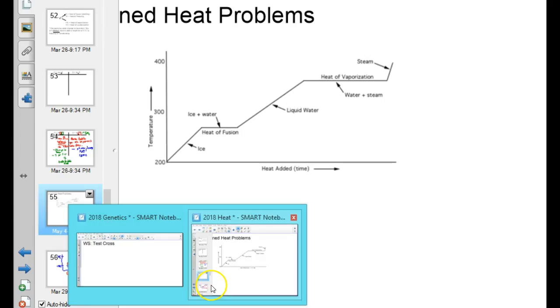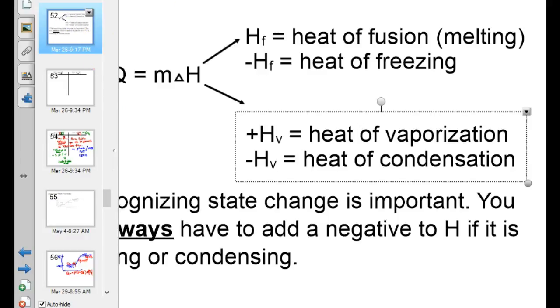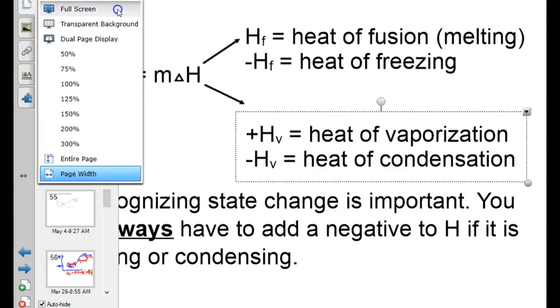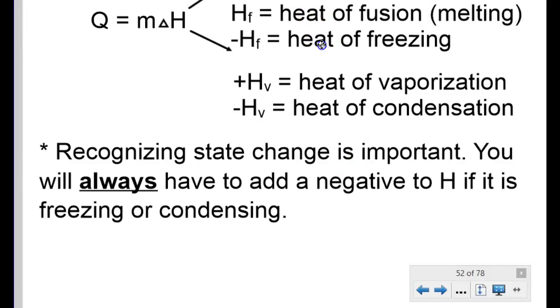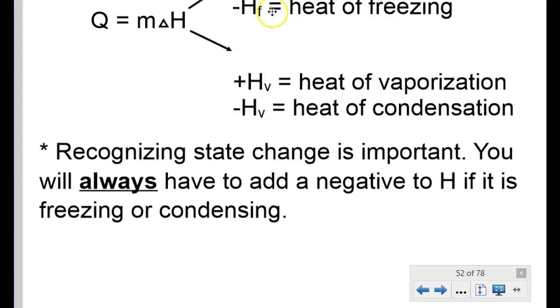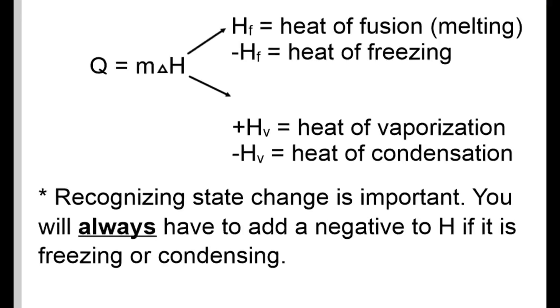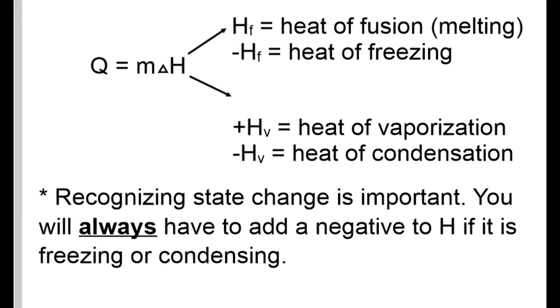I believe you saw this slide yesterday because this is where it was left off for me. There we go. So fusion means melting. It always has a positive H value. Freezing is the opposite of melting. You must add a negative value. Vaporization means going from a liquid to a gas. That's positive. But if it goes from a gas to a liquid, it's negative. You will have to add the negatives to the H values depending on the term of the question.